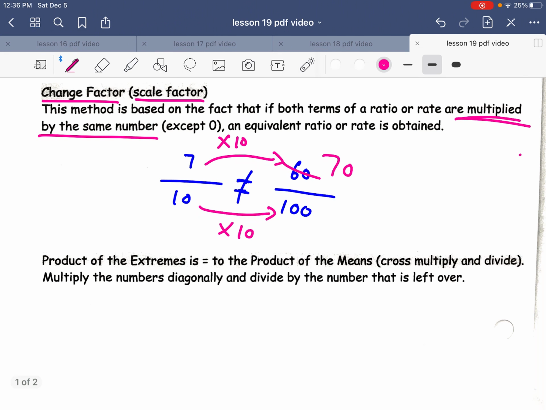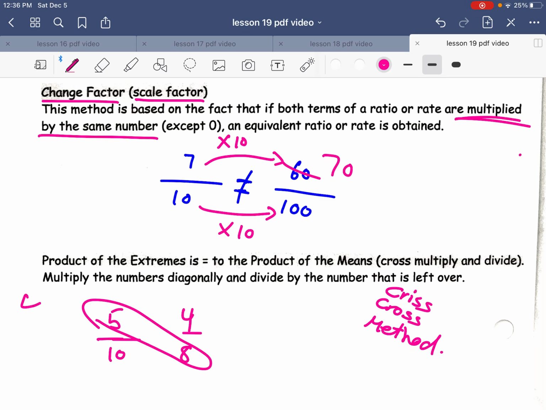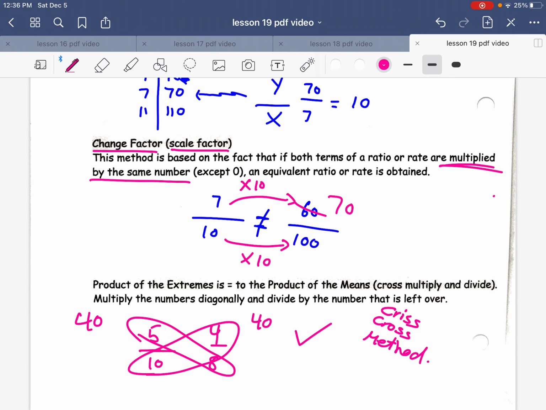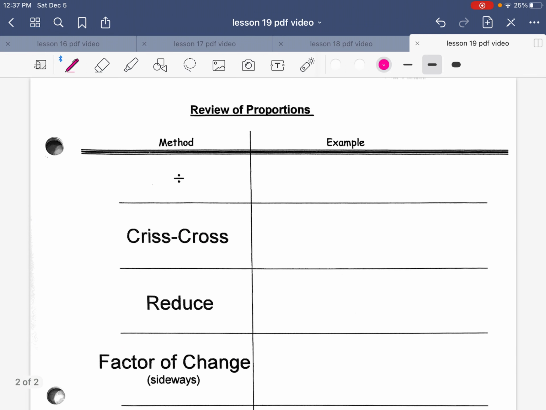Product of the extremes and means, I call that my crisscross method. So we'll use a really easy one here. Maybe this, okay? So if I multiply these two, it gives you a 40. If I multiply these two, it also gives me a 40. So therefore, they're perfectly equivalent. Crisscross method. Now the next page is going to go over every single one of these, okay?